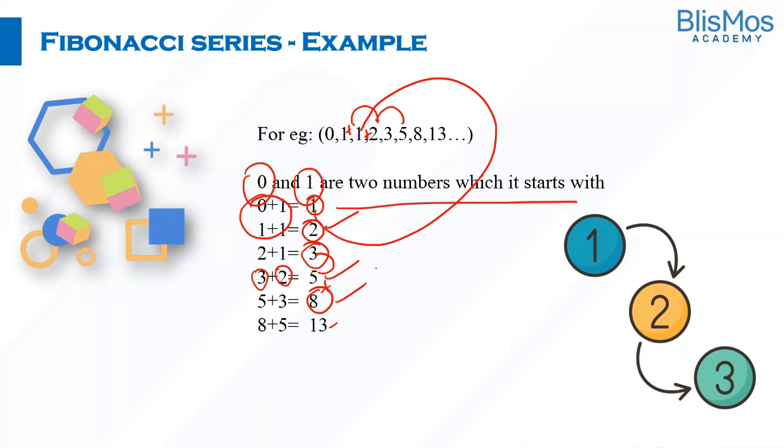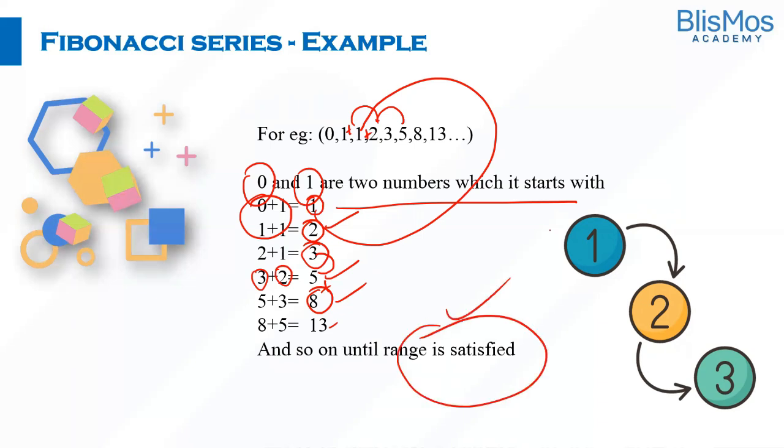So this is what Fibonacci series are. Until whatever range you specify, you have to go on calculating like this. So Fibonacci series is a type of series where each number is a sum of previous two numbers. You can see it: 0, 1, 1, 2, 3, 5, 8, 13 and so on. Then how do you write a Python program to compute it?